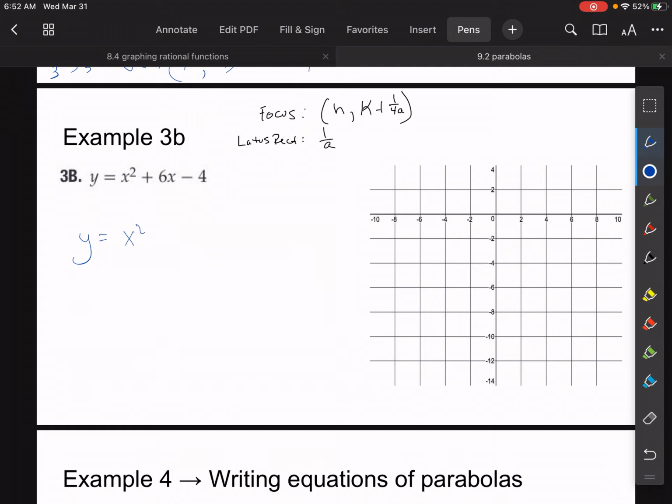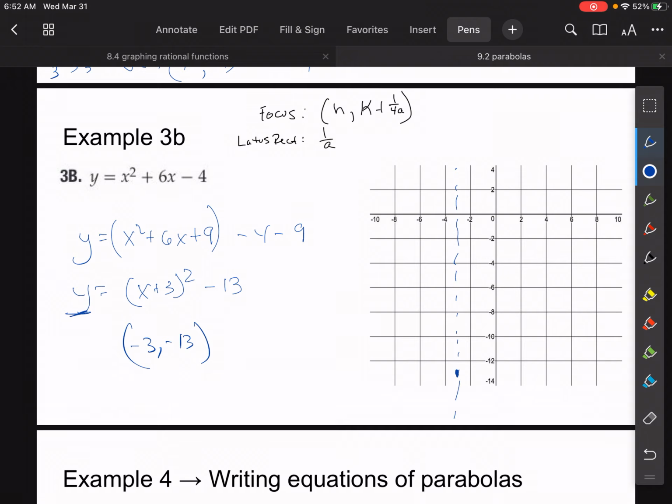So I have x squared plus 6x minus 4. Half of 6 is 3. 3 squared is 9. So plus 9 minus 9. So this becomes y is equal to x plus 3 squared, -4 minus 9 is -13. Now I know that I have a vertex on this one at -3, -13, since this is a y equals. So my vertex is -3, -13. This is opening upwards, and has an axis of symmetry through that point.